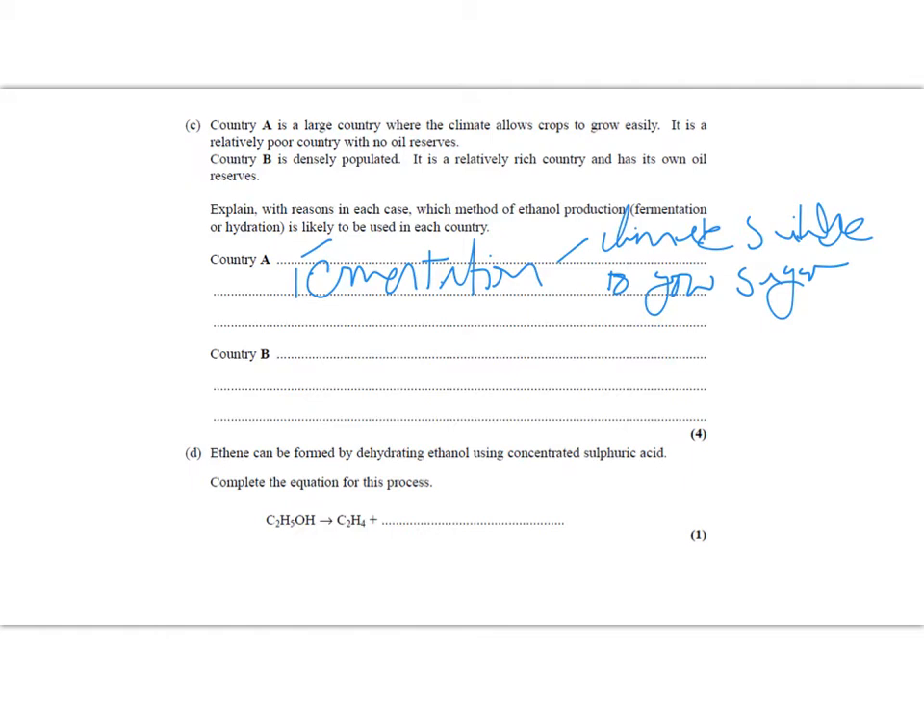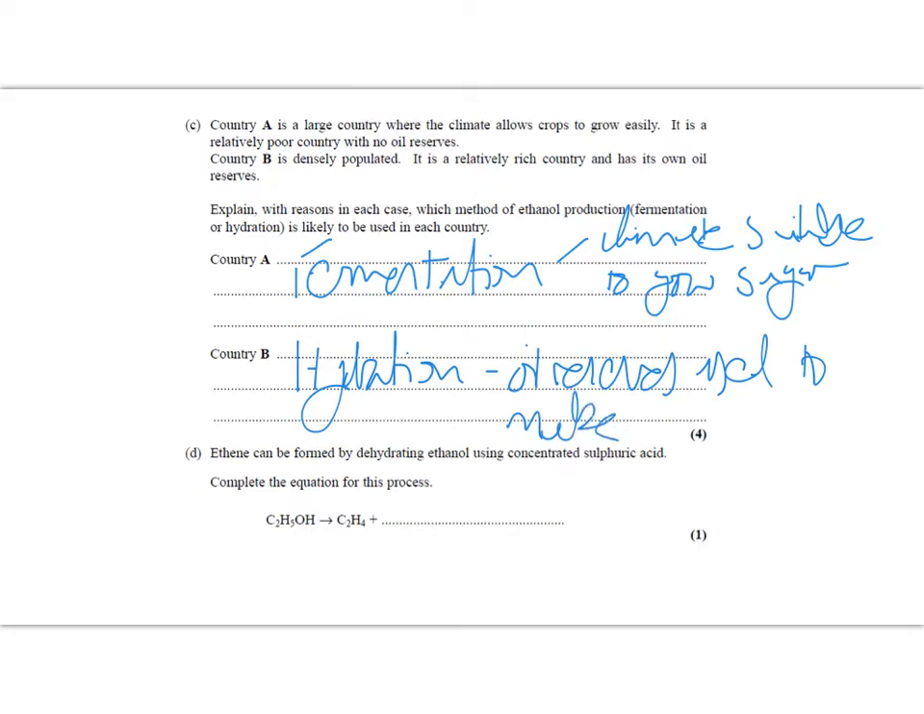Country B is densely populated, so it's not necessarily going to have a large amount of farmland, but it's got its own oil reserves. So that's definitely going to be the hydration technique. So it's got oil reserves used to make ethene.